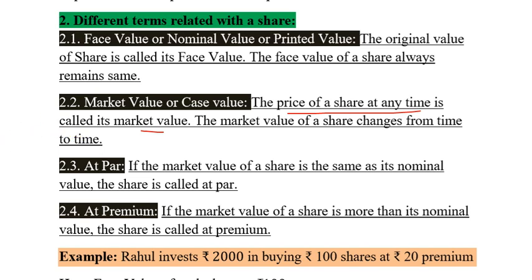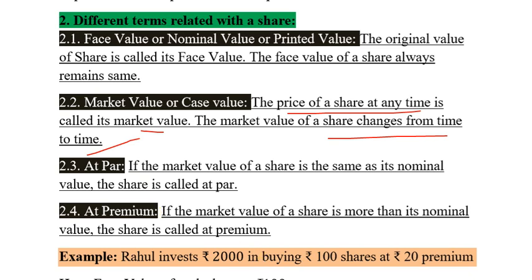That's why I have written here, see, the market value of a share changes from time to time, it can change. So remember, which value comes first? Face value, then market value. These two values are very important, and we have to make a relation between these two values only, face value and market value. Now you will get in a question a word like that, at par.